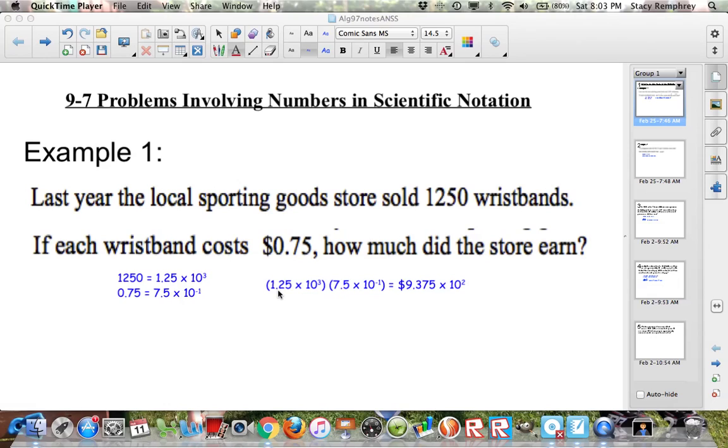So learning what we did the last time, I multiplied 1.25 by 7.5. I multiplied 10 to the third times 10 to the negative 1, and I got 10 to the second. Then your last step is to double check that your answer is in scientific notation and that you labeled it. So very important to make sure you labeled it. So they would earn 9.375 times 10 to the second dollars, which is about $937.50.